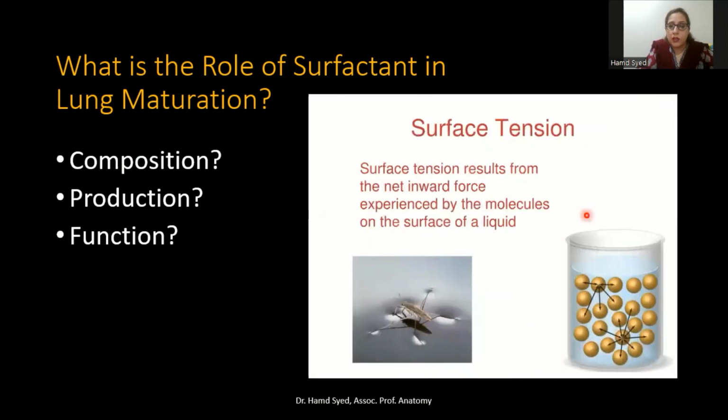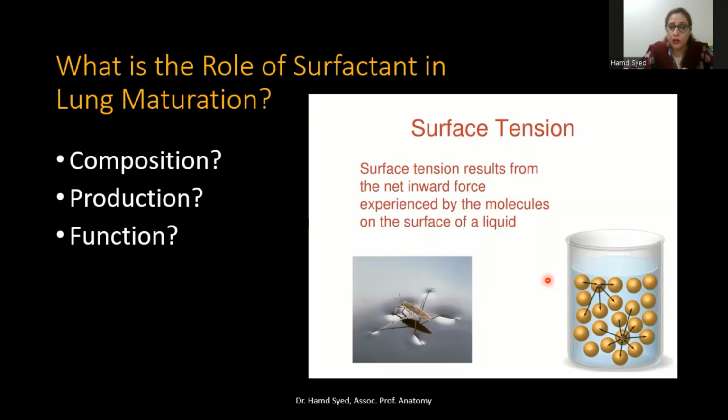So what is surface tension now that I've mentioned it? Surface tension is, you could say, the result of the net inward force experienced by molecules which are present on the surface of a liquid. So here you could see these molecules on the surface of the liquid. The forces between these molecules are going to bring them together, and this is the cohesive force. This is known as surface tension.